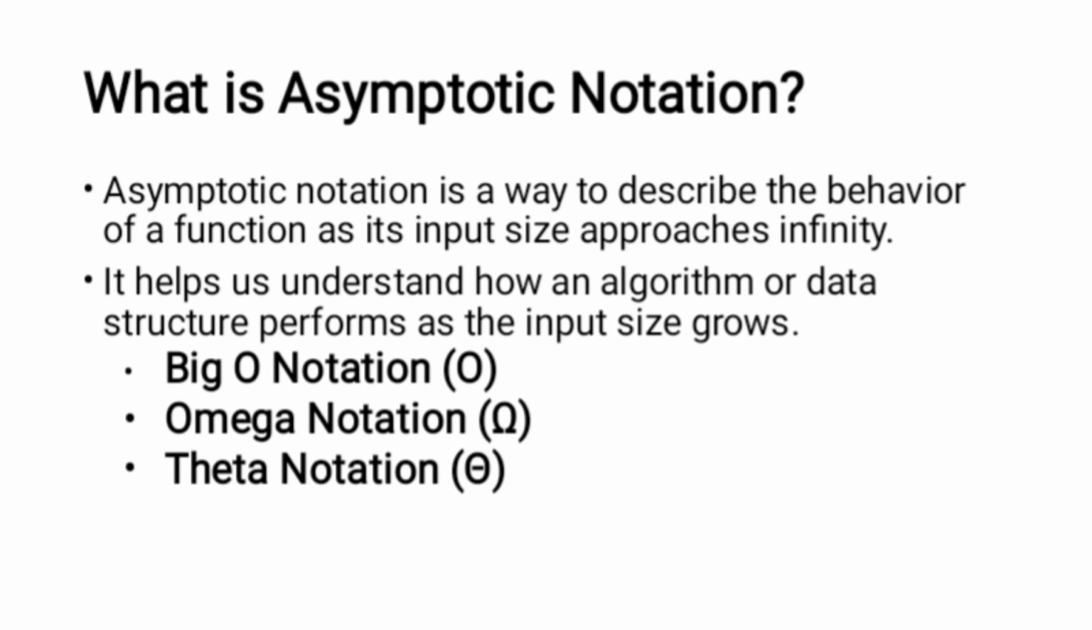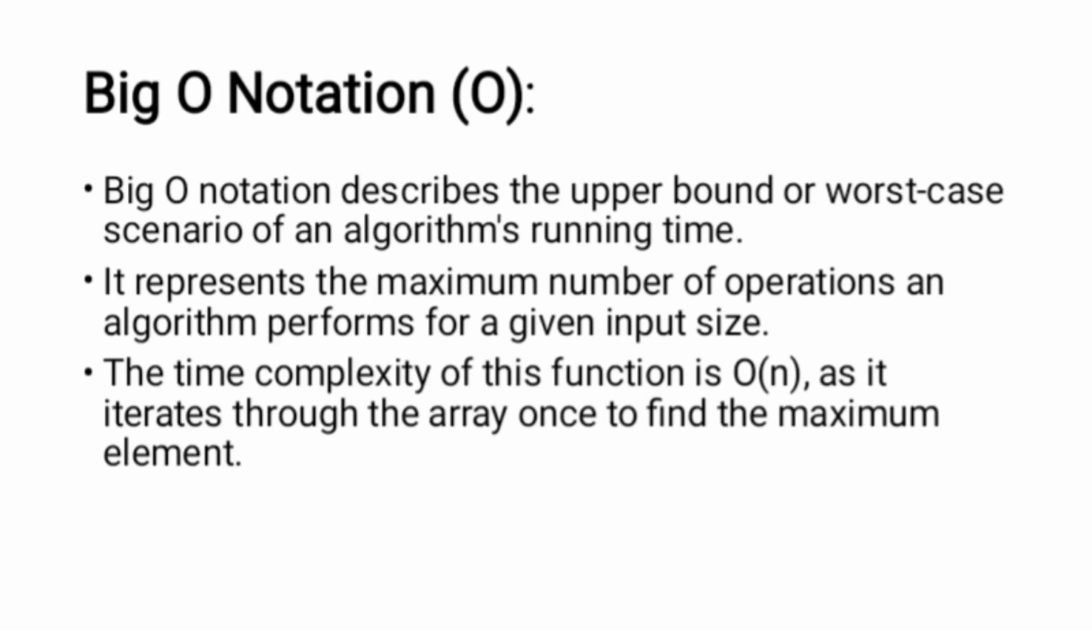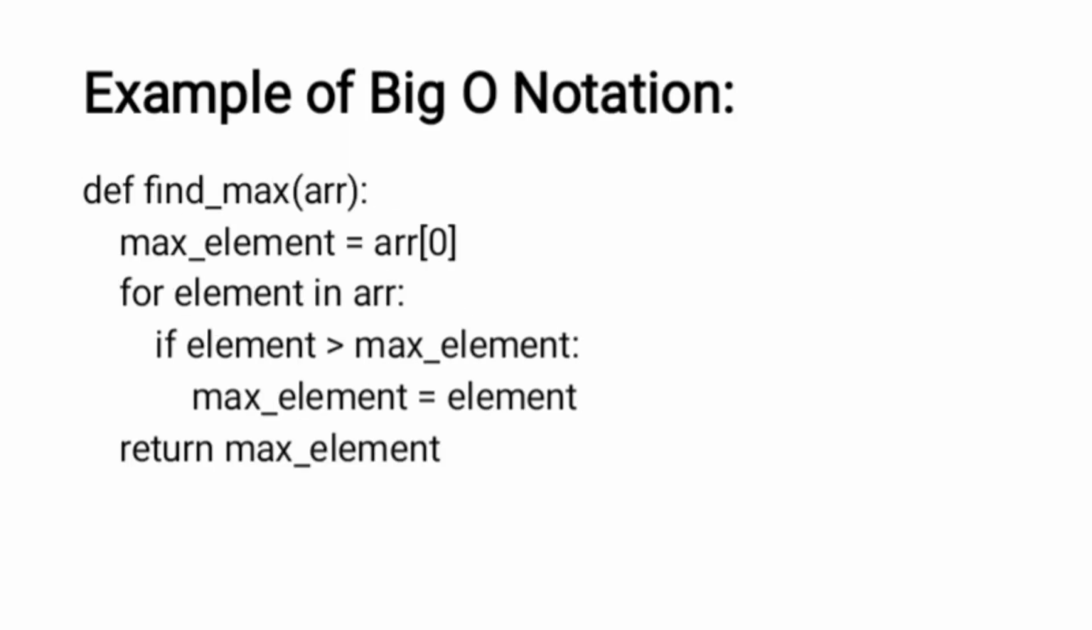We have three types of notations. They are big O notation, omega notation and then theta notation. Big O notation describes the upper bound or worst case scenario of an algorithm's running time. It represents the maximum number of operations an algorithm performs for a given input size. The time complexity of this function is O of n as it iterates through the array once to find the maximum element. Here is the example of big O notation.